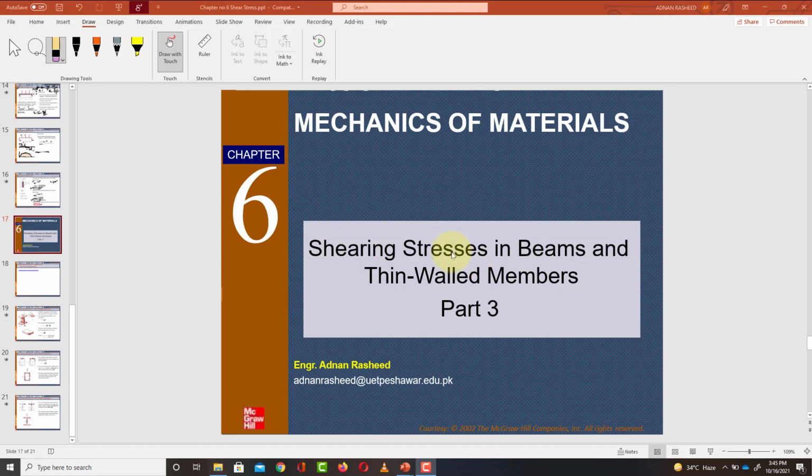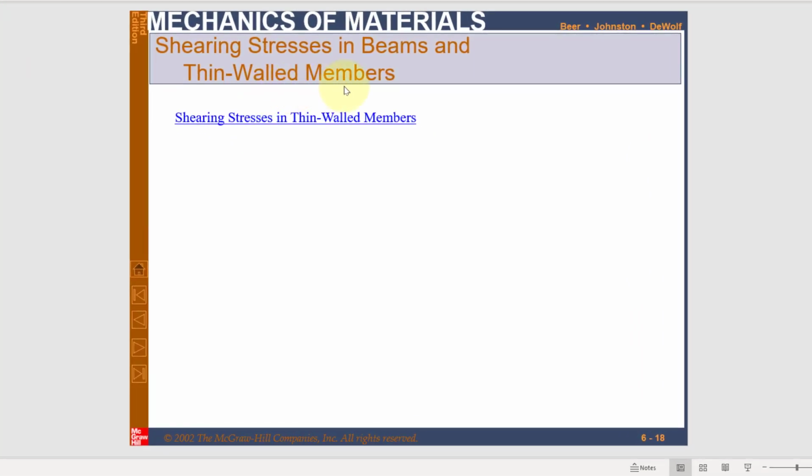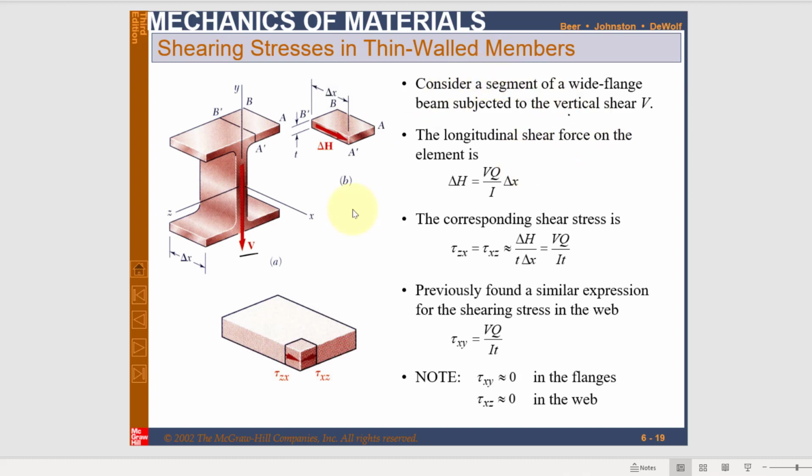Bismillahirrahmanirrahim, and welcome back to part 3 of chapter number 6. In this chapter we will discuss the shearing stress in beam and thin wall member. So the topic is again shearing stress in thin wall member.